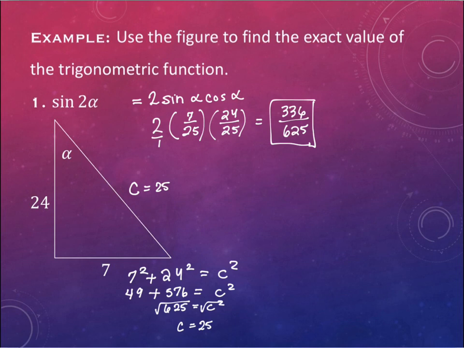Notice, we don't know what alpha is. We don't know what 2 alpha is, and we don't need to, right? Nobody asked us to find the angle measure. So be careful. Just because there's a variable in a problem doesn't mean that you're trying to solve for a variable, okay? So we are finding the sine of 2 alpha here. It's 336 over 625. Okay, let's try another one.